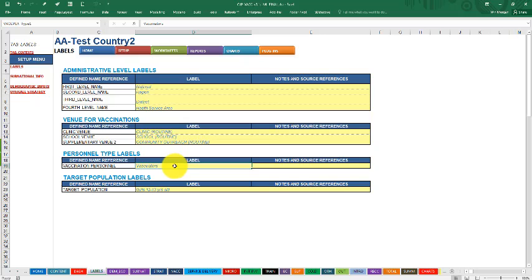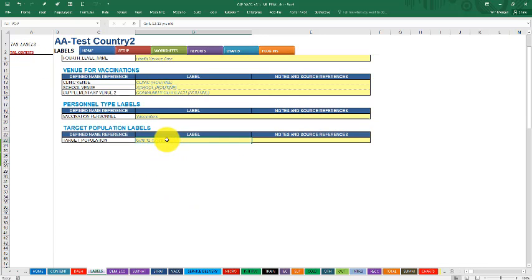The personnel type labels, if you want to use nurses, that's fine. If you want to use midwives, that's fine as a label. I usually just use vaccinators because that allows you to use more than one type of personnel cadre.